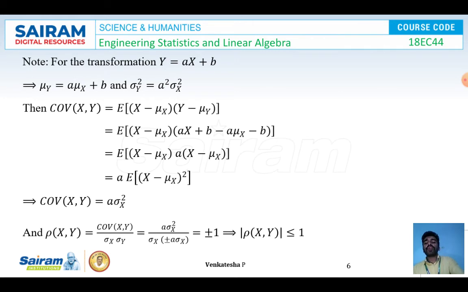The correlation coefficient rho of x comma y is given by covariance of x comma y divided by sigma x sigma y. So replacing covariance of xy as a sigma x square and sigma y as plus or minus a sigma x from this equation, sigma x square gets cancelled, a gets cancelled. I got the correlation of xy is plus or minus 1, and the mod of correlation of xy is less than or equal to 1.